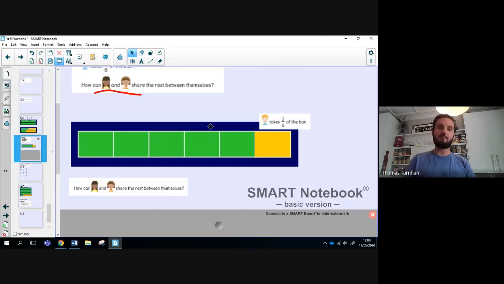Can you pause the video and write down the different combinations that each of these two characters could have? How much could yellow shirt have? How much could orange shirt have? What are the different combinations? There's quite a few, so see how many you can find. Pause the video now and have a go.